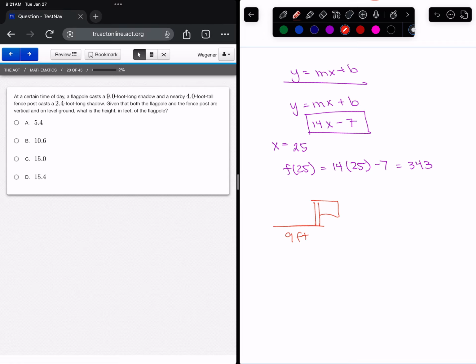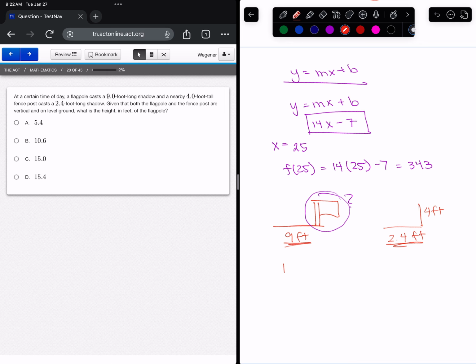And we have a nearby fence that's 4 feet and also casts a shadow, and it's 2.4 feet. Okay, so here's my shadow. The question is: given that both the flagpole and the fence posts are vertical and on level ground, what is the height of the flagpole? So what is that height? Okay, so this is a ratio question. So we have to establish ratios.